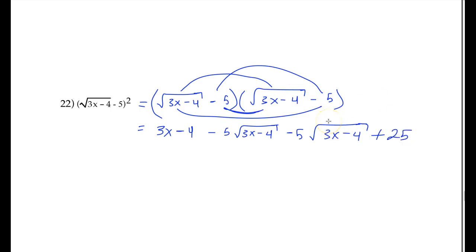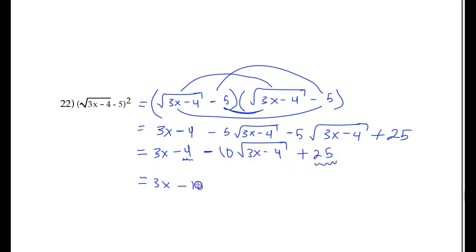So now all we need to do is simplify. The first thing that we see here is that these two middle terms will combine to be a -10 times square root of 3x minus 4 plus 25. And then we notice that -4 and 25 are like terms. So -4 plus 25 gives us a positive 21. So we'll write out all these other terms, and I have a plus 21 there at the end. And that will be our final answer for number 22.